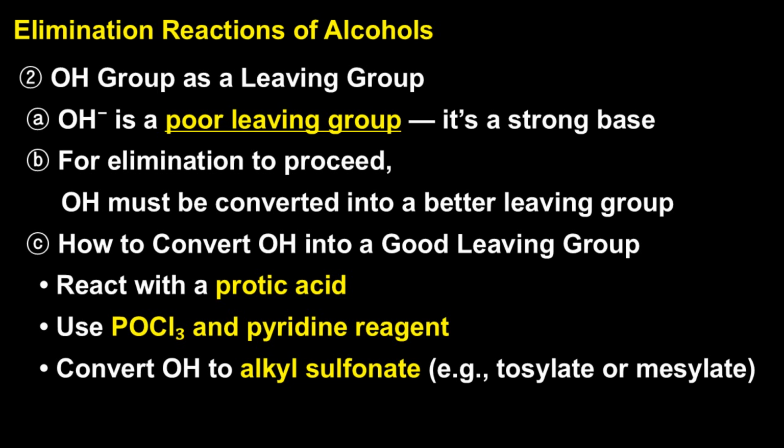One way is to add a protic acid, like sulfuric acid, that turns the OH into water, which is much easier to kick out. Another way is to use POCl₃ with pyridine. It makes the leaving group much better, even under mild conditions. Or you can convert the alcohol into an alkyl sulfonate, like a tosylate or mesylate. Both work great in elimination. Once that conversion is done, the reaction goes much more smoothly.